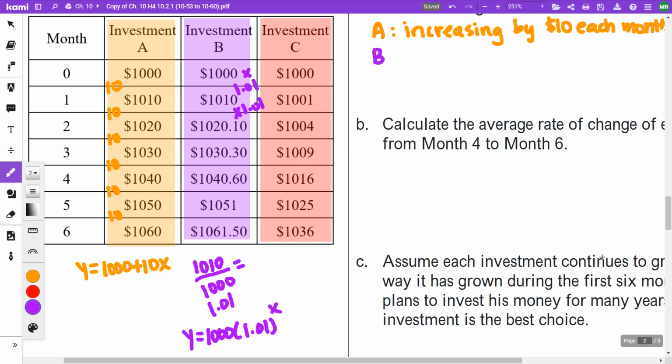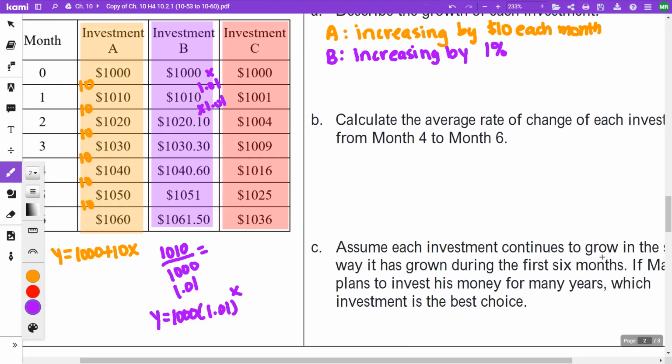And so B is increasing by 1%. If something's increasing by 1% per month, that means in this case that my multiplier is 1.01.